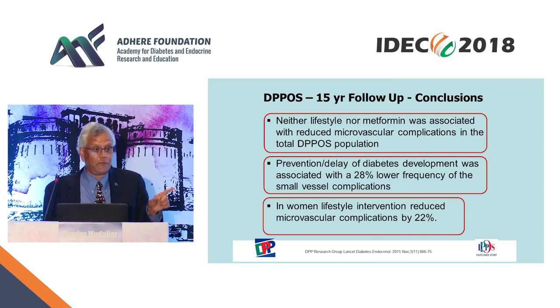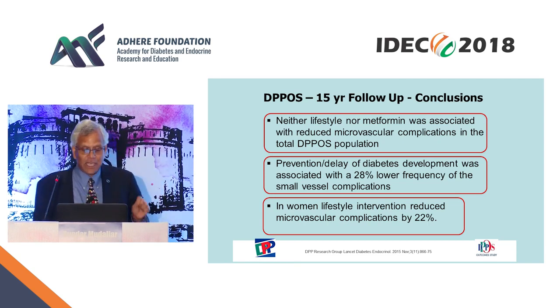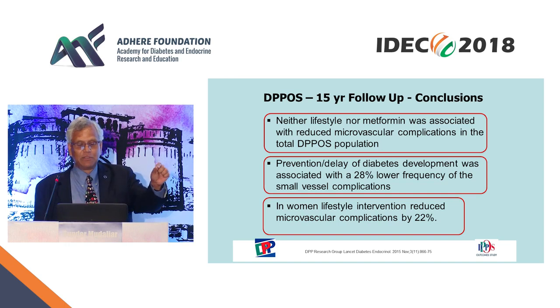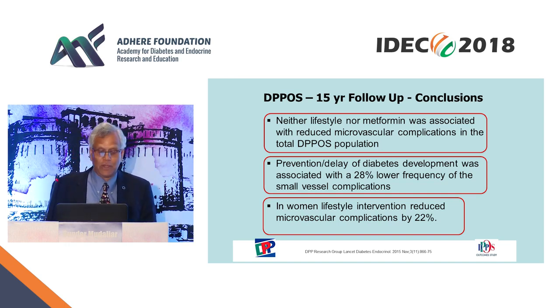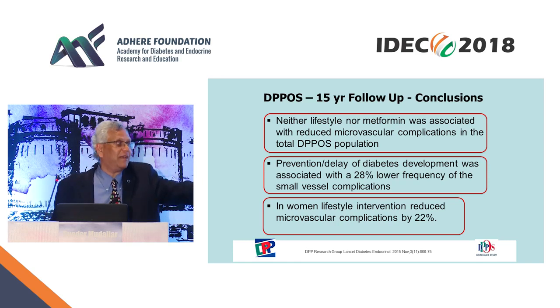So the conclusion in the 15-year follow-up, we said, neither lifestyle nor metformin was associated with reduced microvascular complications. So it didn't matter that we prevented diabetes. There was no difference in microvascular complications. What they did find was, if you did not get diabetes, there was a 28% lower risk of microvascular complications, independent of which group you were in. Even if you were in the placebo group, if you didn't get diabetes, you got less microvascular disease. So what you did did not seem to matter here. Surprisingly, we cannot explain this.